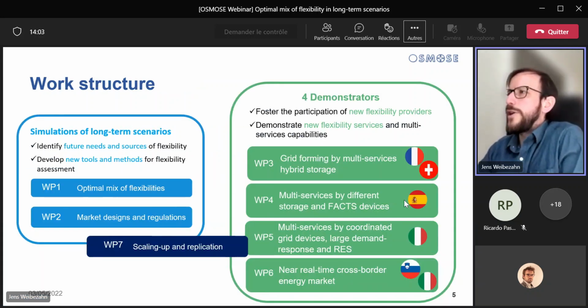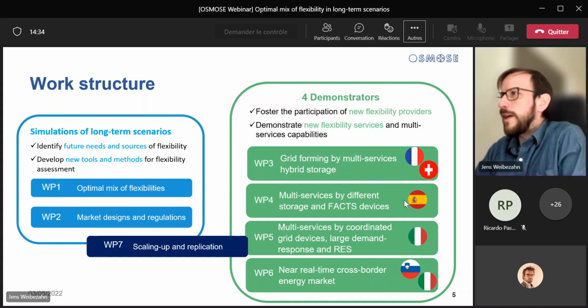And to look at the general structure of the project, we have on the left-hand side the mentioned simulations of the long-term scenarios. So here we identified future needs and sources of flexibility. We developed new tools and methods for the assessment. And this was split into 2 work packages. The first one of which, work package 1, the webinar is on today, and the second one, work package 2, looking at market designs and regulations. This will be tomorrow. So if you're interested in that one, please feel free to sign up for it as well.